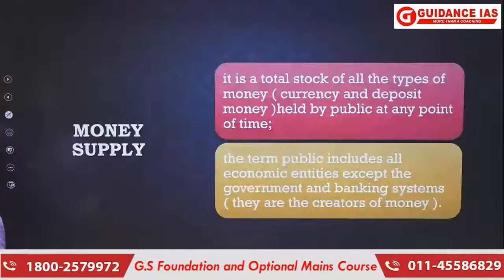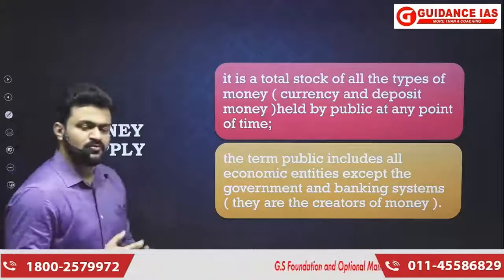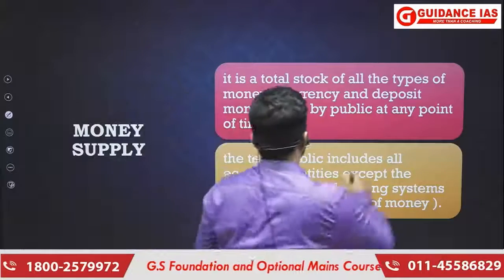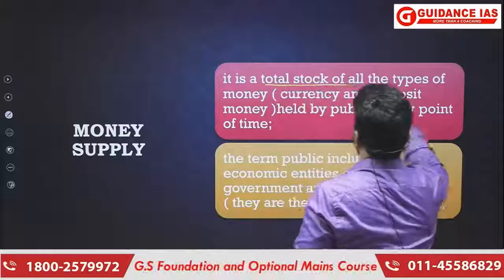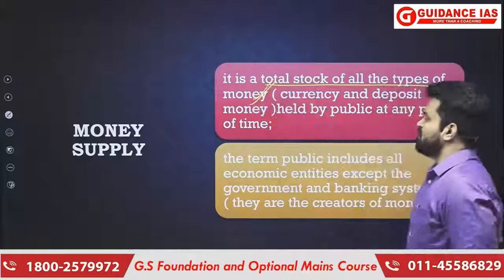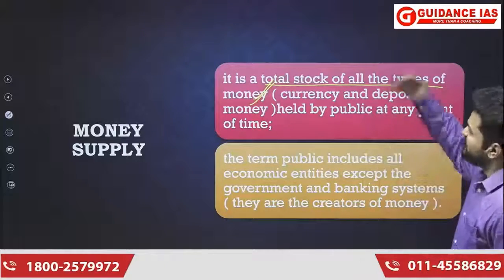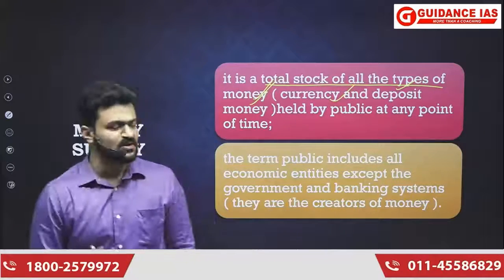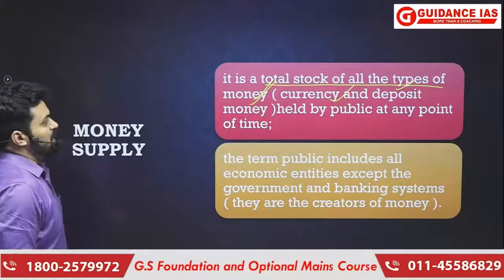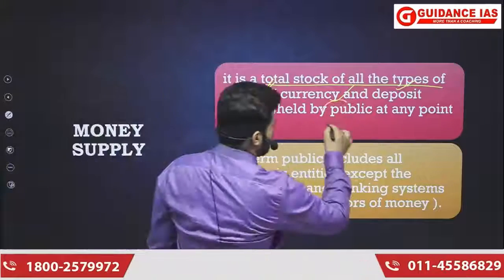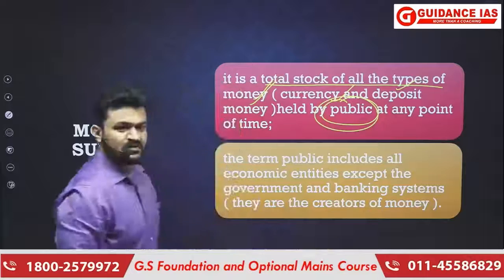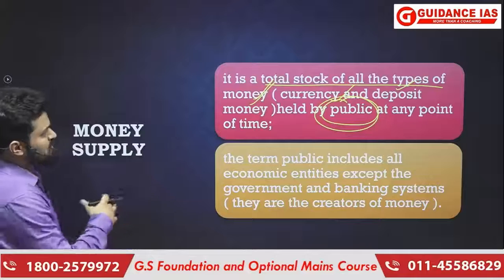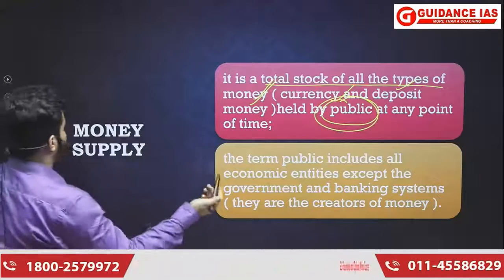Now let us define money supply. How do we define this? In most simple terms, it is the total stock of all the types of money. Total stock of all the types of money will include currency as well as deposit money, means the money that people have in their hands and also the money that they have deposited, held by the public at any point of time. So what is money supply? Total stock of money held by the public.